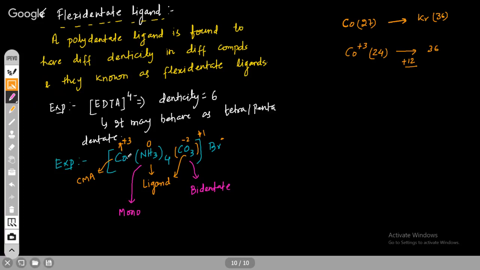Is it right if I say both oxygen atoms of the carbonate ion are donating electrons to cobalt to form the stable complex? Tell me, is it right? Correct. So the point is, two donor atoms, two oxygens, are donating electrons, right? That's why this is bidentate here. Since two oxygen atoms are donating electrons, that's why it is bidentate.